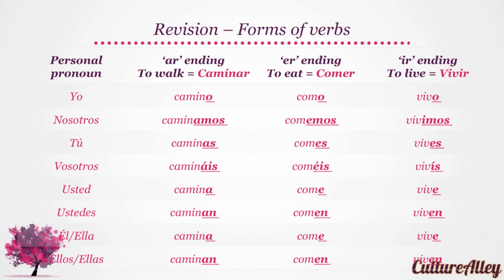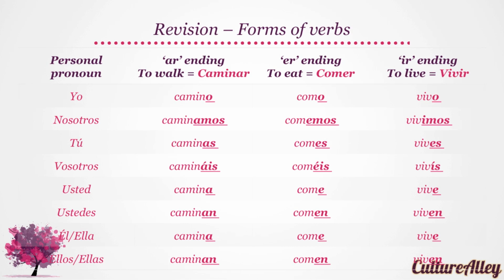Let's look at the forms of caminar first. To walk, or caminar, ends in AR, and its forms are yo camino, nosotros caminamos, tú caminas, vosotros camináis, usted camina, ustedes caminan, él or ella camina, ellos or ellas caminan.